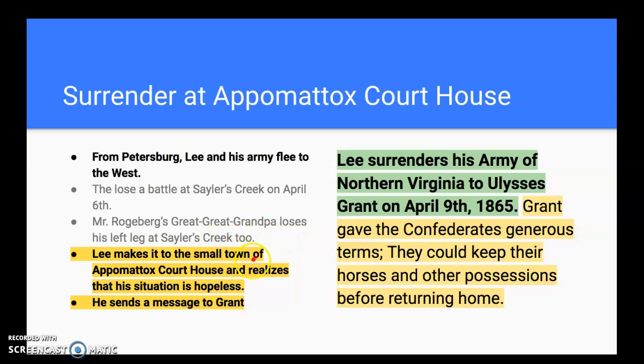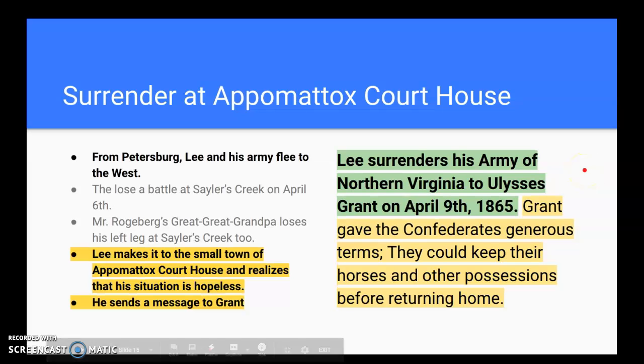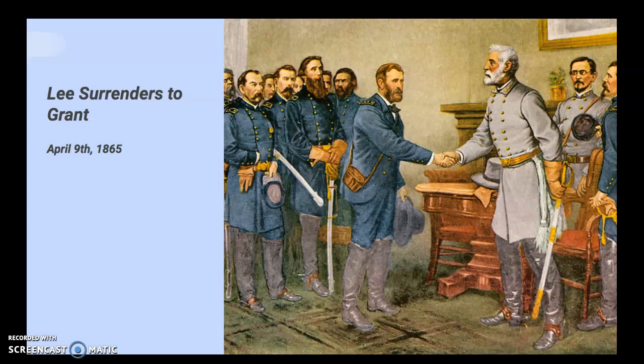Then Lee makes it to the small town of Appomattox Courthouse and realizes that his situation is hopeless, and he sends a message to Grant. So Robert E. Lee surrenders his Army of Northern Virginia to Grant on April 9th, 1865. Grant gave the Confederates generous terms. He said they could keep their horses and other possessions before returning home because it was spring after all, and those guys were going to need their horses to help them plant crops for the fall. There's a famous rendering of that moment in history. Very, very important moment.